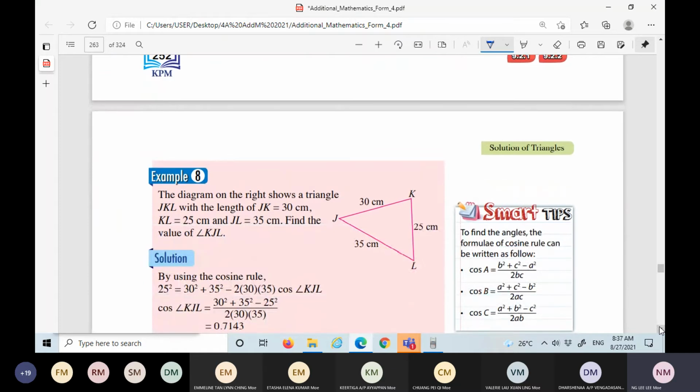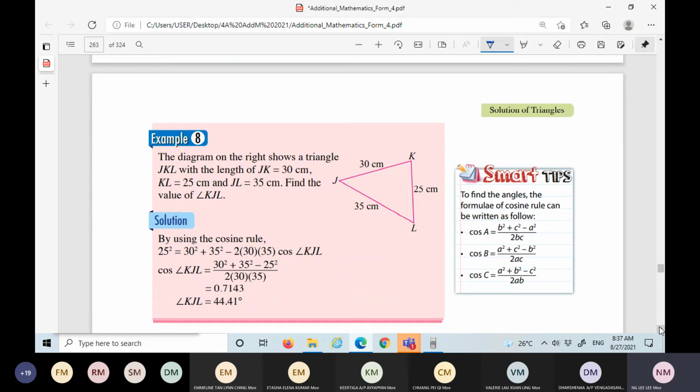Look at example 8. Just now you found the length, now you find the angle. This is the second type of condition, where you have three lengths but no angle. So you use the cosine rule. The diagram on the right shows a triangle JKL with the lengths. The three lengths are given. Find the value of the angle KJL.